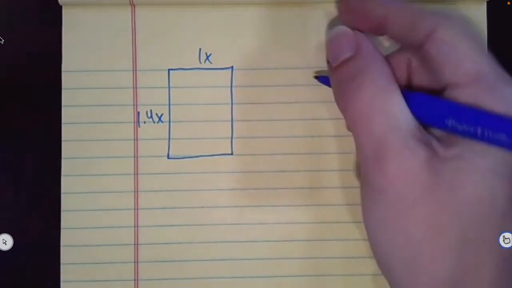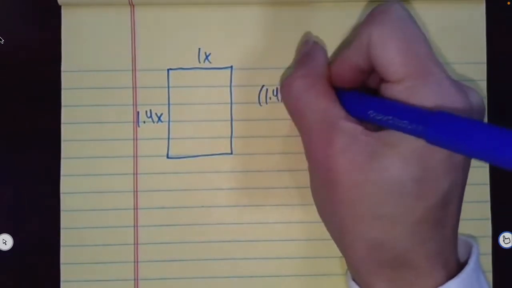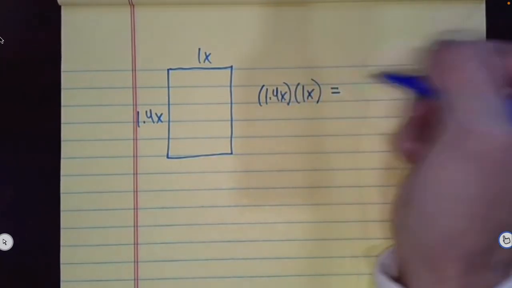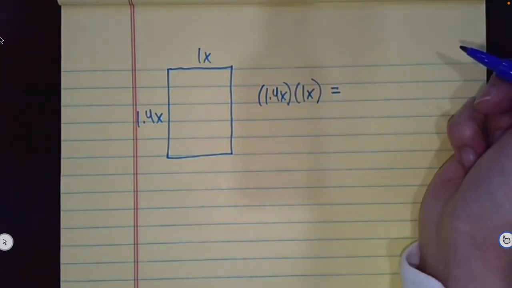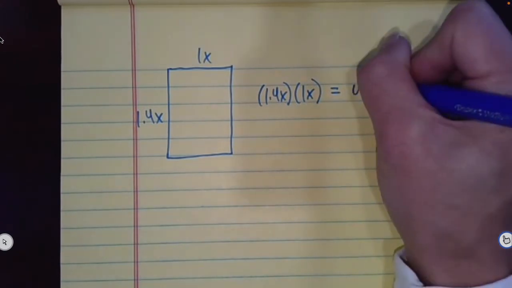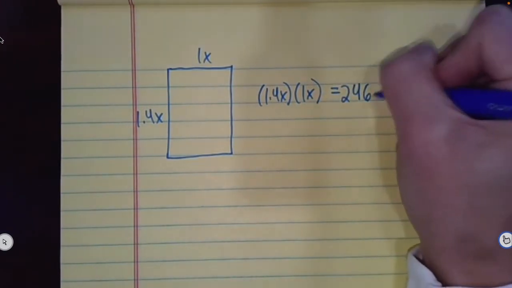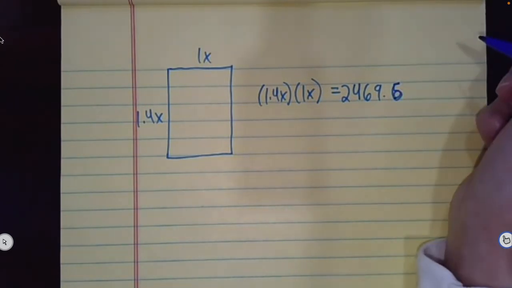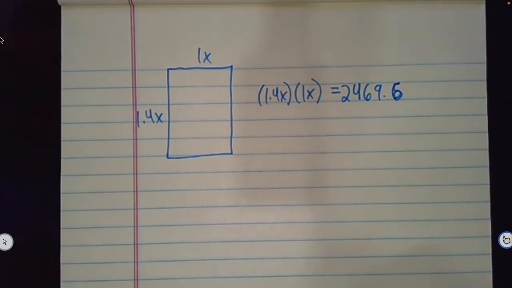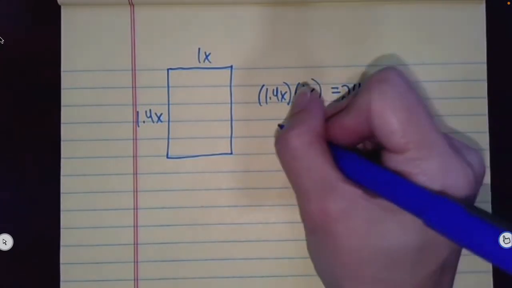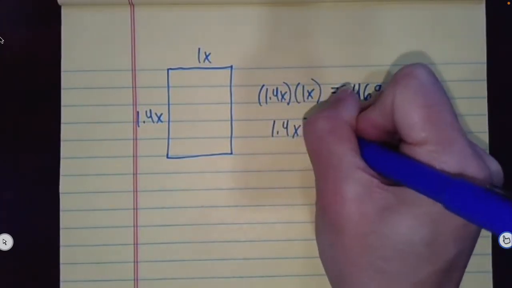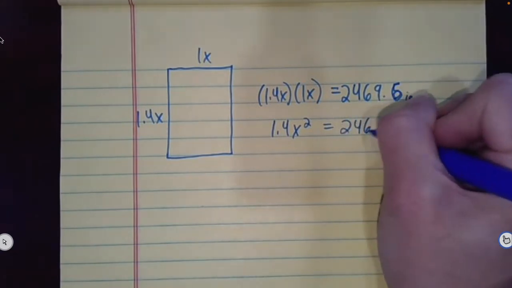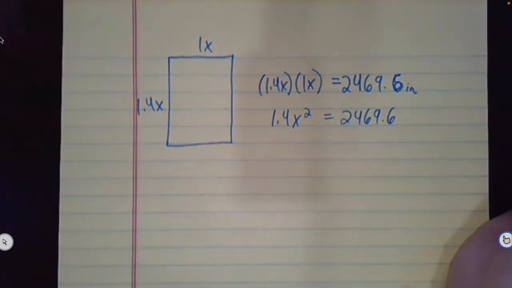So I would say 1.4x times 1x. And what do they tell me on number 4 that my area is? 2469.6 square inches. So, what am I going to do? 1.4x times 1x. What is that? 1.4x squared. How would you solve for x? Divide that by 1.4.